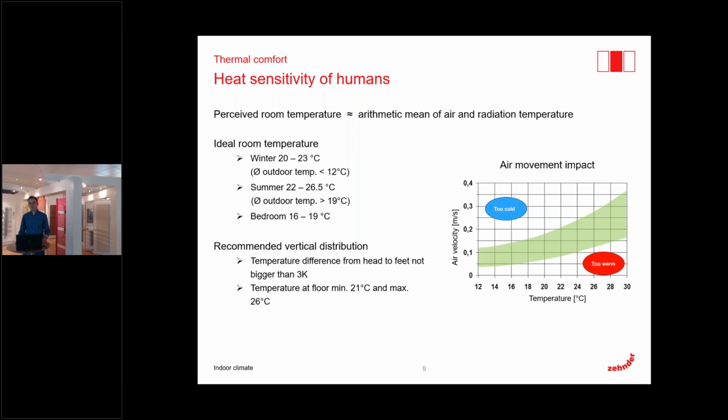There are also other factors affecting the sensitivity of humans, for example, the air movement impact, which you can see in the chart on the right hand side. So if there is a lot of air movement, a higher air velocity, we tend to feel cold. And the other way around, when there is no air movement, we tend to feel warm. And the green area shows the comfortable zone.